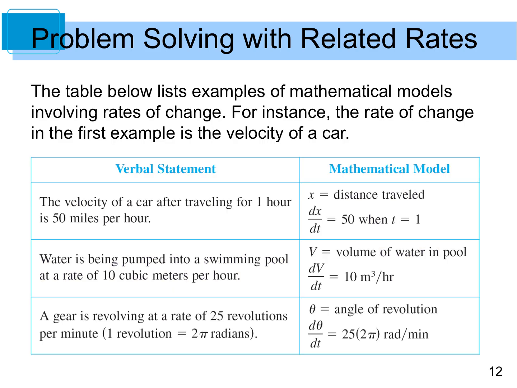Here's some examples of rate of change. They're not really questions, but in the first one it says the velocity of a car after traveling for 1 hour is 50 miles per hour. So 1 hour would be the time. 1 would be time. 50 would be what's changing. So that would be dx over dt. So 50 is the amount of miles or the distance traveled with respect to time. So these are just kind of examples that you may see.